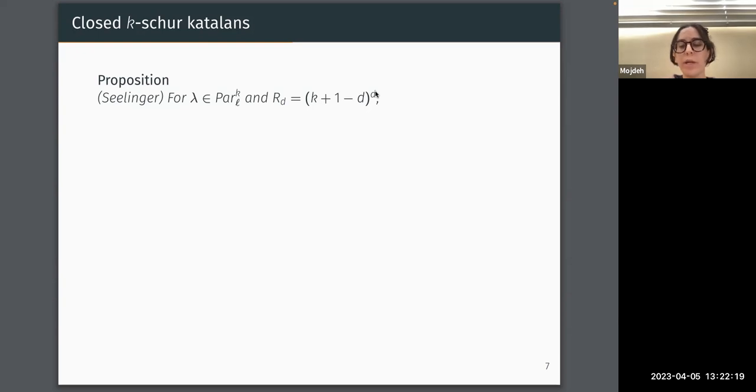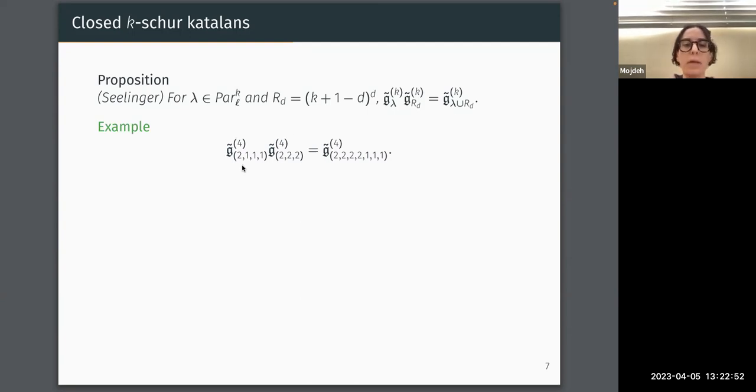When you index your closed K-Schur Katalans by those partitions, Seelinger showed that the product is extremely beautiful. The product turns out to simply be the closed K-Schur Katalan indexed by the partition formed by taking lambda, that was our first partition, and R_D, our second one, and just sorting the parts of those guys. That's what lambda cup R_D means. So here's an example of something like that. Over here, 2, 1, 1, 1 is our arbitrary partition, and 2, 2, 2 is an example of a K-rectangle given K equals 4. So you could check that. But when we take those two closed K-Schur Katalans, this is what the product looks like. I've just taken these two partitions and sorted them. Okay, so that's very exciting.